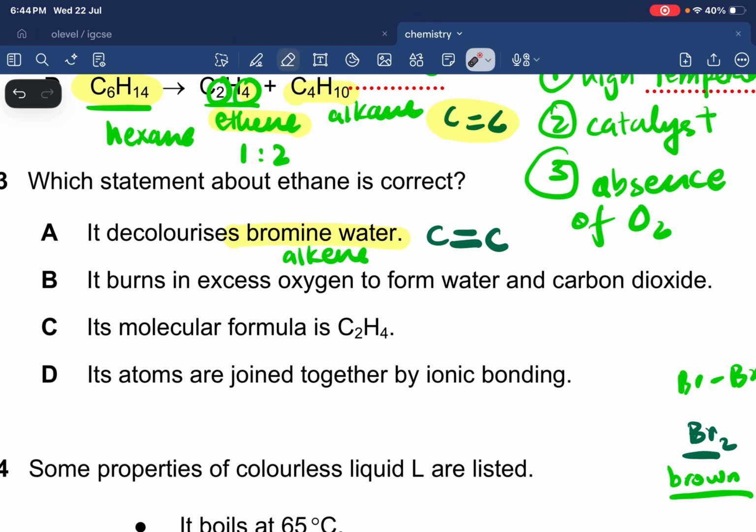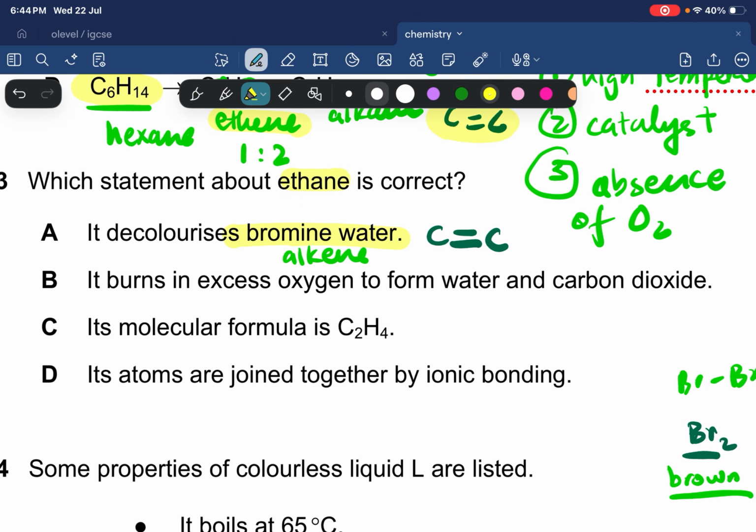So ethane is an alkane, so it burns in excess oxygen to form water and carbon dioxide. That's correct. Any hydrocarbon, either an alkane or an alkene, even if it's alcohol or these kinds of things, they're all going to burn and give you water and carbon dioxide. So that's called the combustion of your alkanes.